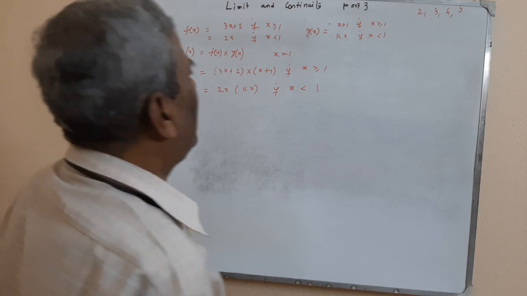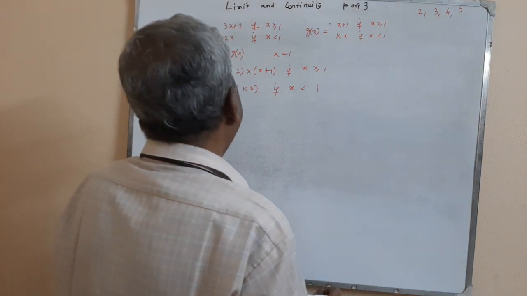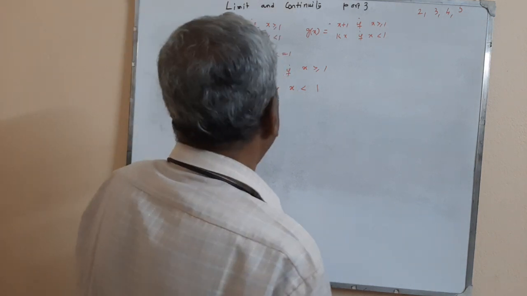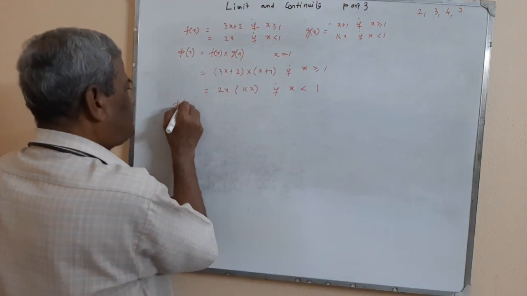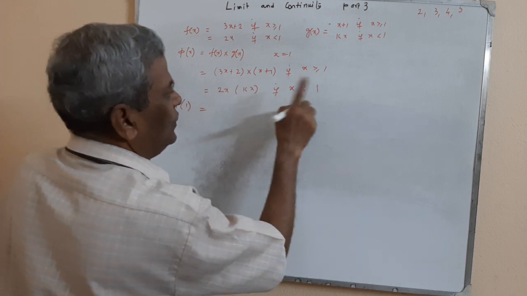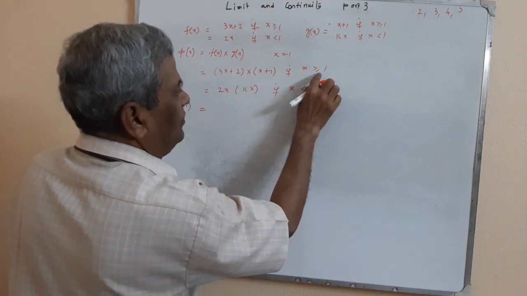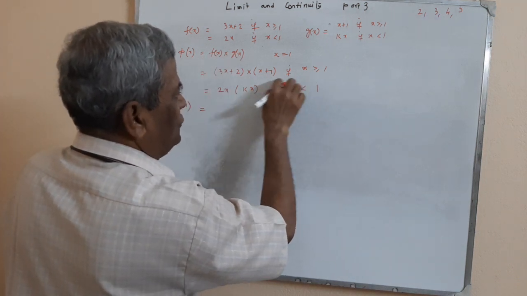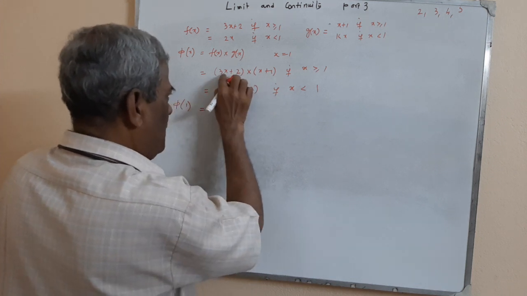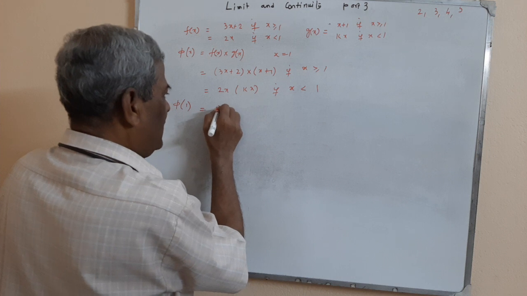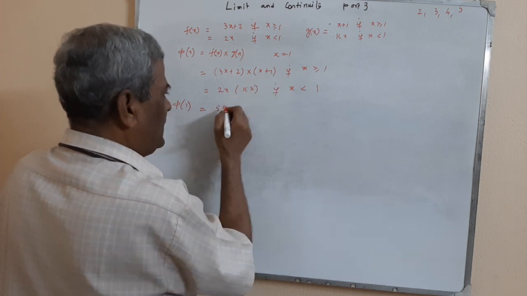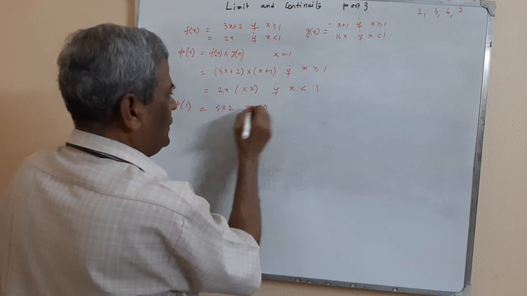Now, given that phi(x) is continuous at x equal to 1, phi(1) can be obtained from there, since x equal to 1 is defined here. This is equal to 3 plus 2, that is 5, into 1 plus 1, that is 2. It is equal to 10.